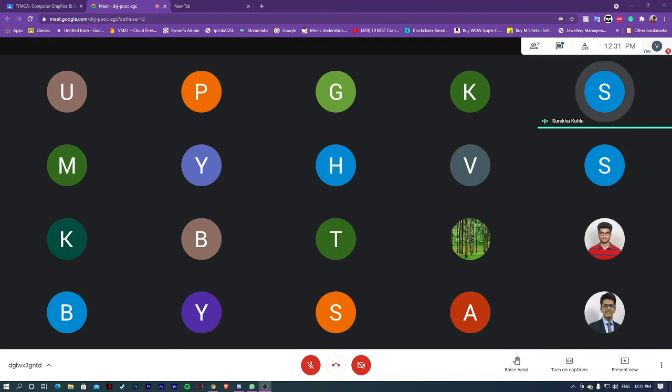Okay, so students, as you know, I am going to teach you computer graphics and animations. So I just want to discuss the syllabus of computer graphics, what we are going to do.